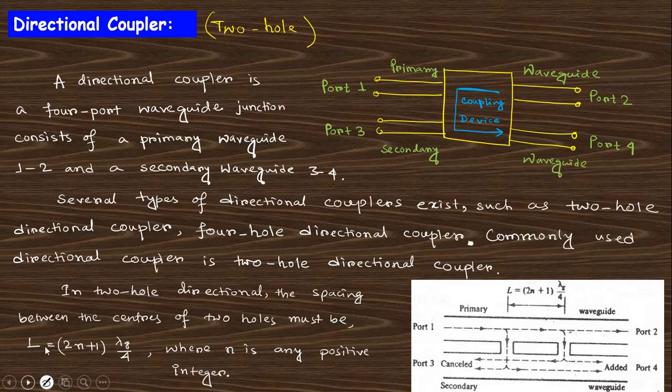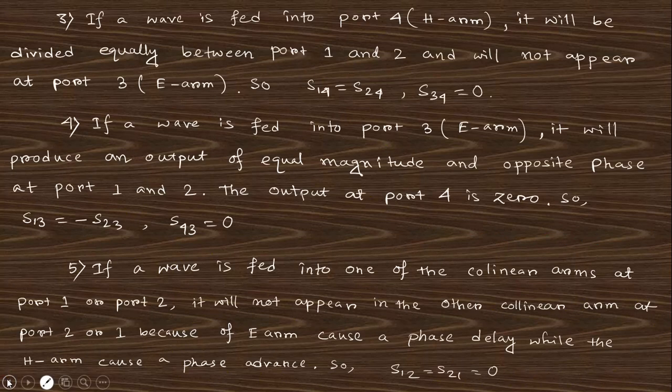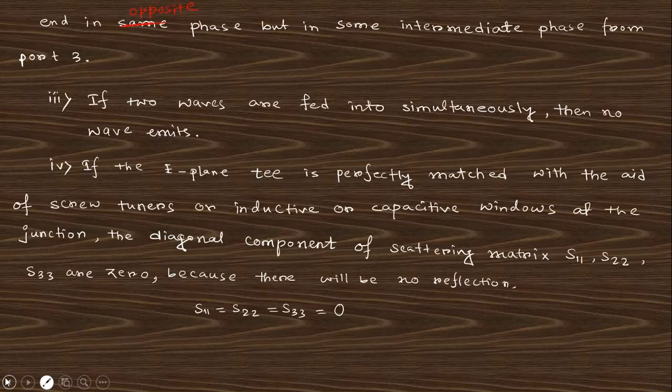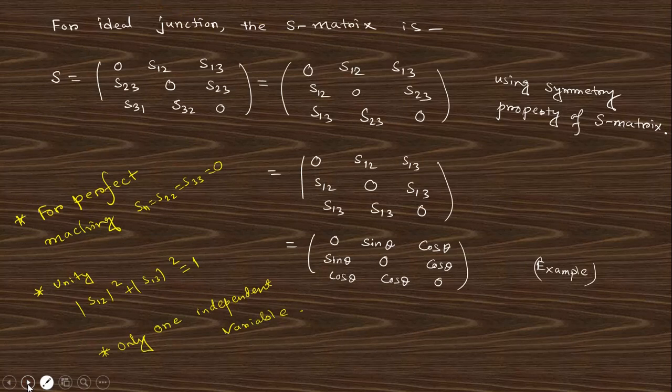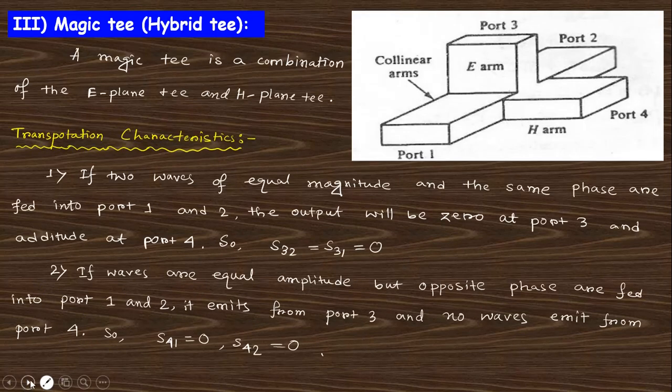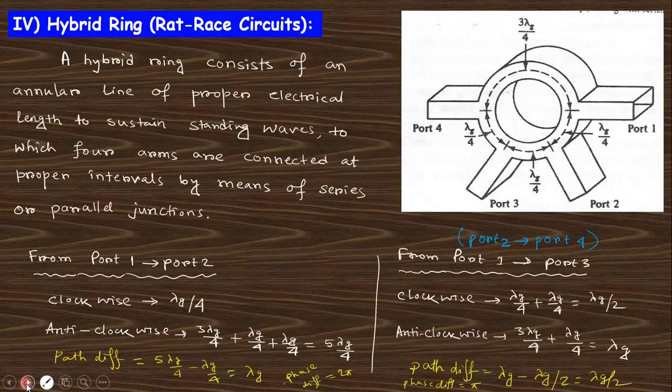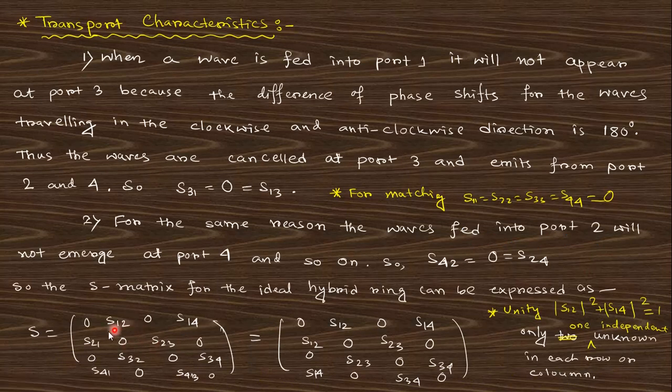Coming to the next one. These four were the Ts: ET, HT. First one is the E plane T. Second one was the H plane T. Third one was the magic T, which is a combination of E plane T and H plane T. And the fourth one was the hybrid ring, which is a special ring which has the property like that. This type of S matrix will often be seen in this hybrid ring.